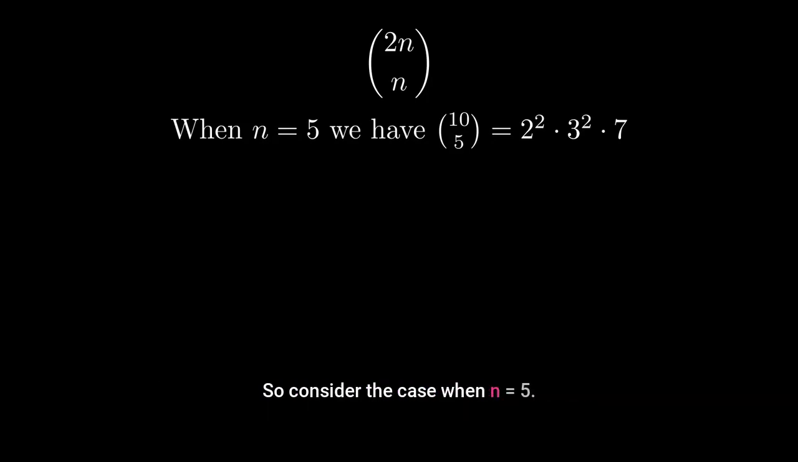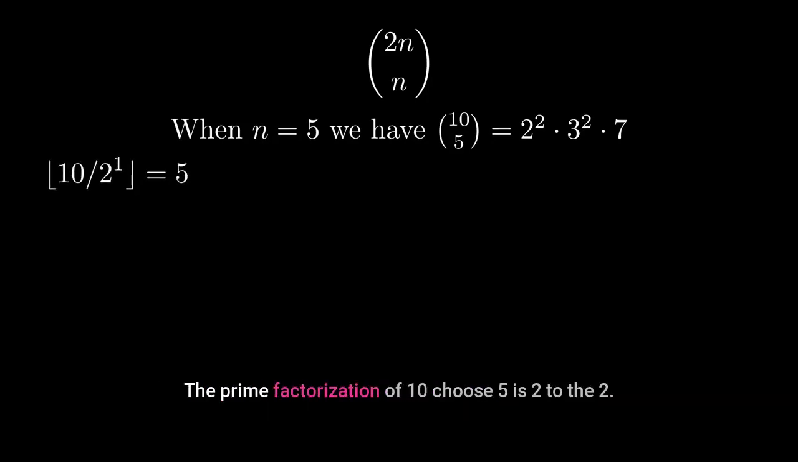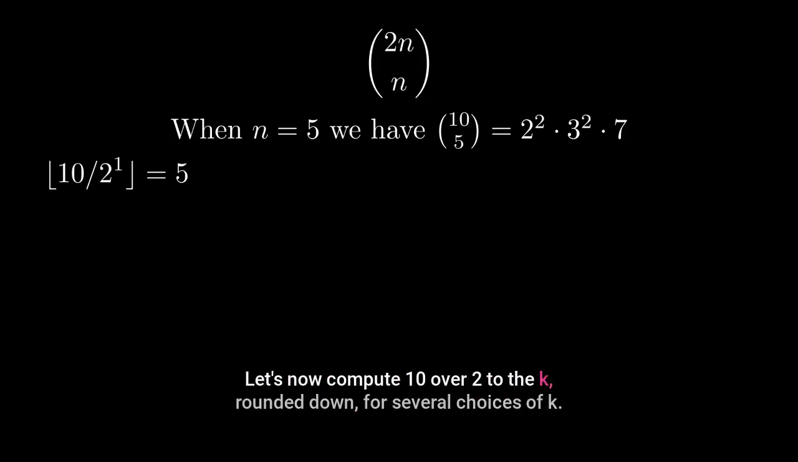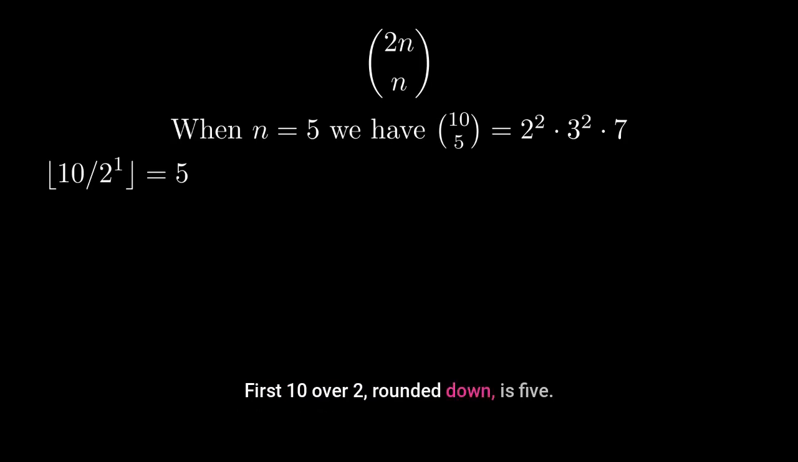So consider the case when n equals 5. The prime factorization of 10 choose 5 is 2 squared, times 3 squared, times 7. Let's start by investigating 2, which has exponent equal to 2 in the prime factorization. Let's now compute 10 over 2 to the k, rounded down, for several choices of k. First, 10 over 2, rounded down, is 5.